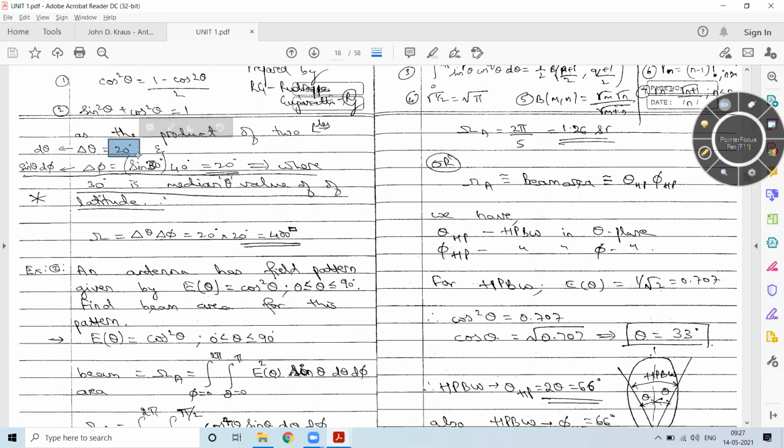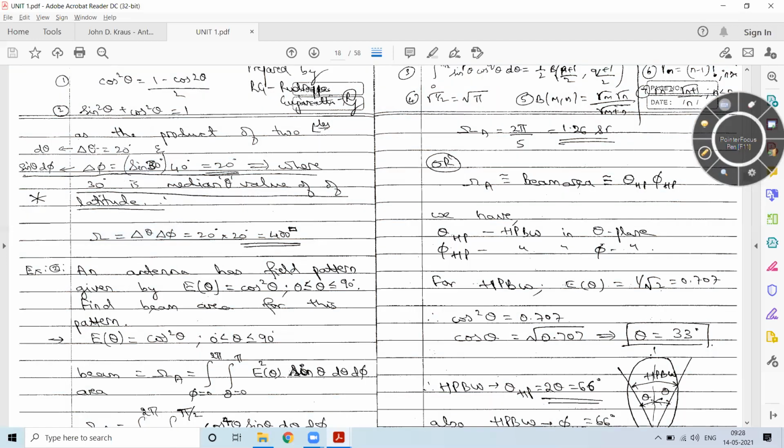When you multiply these, you will obtain the solid angle which is subtended by the small elemental area. So here we can see that this value is turned down to 20 degrees, and when I make the simplifications, I'll get a result of 20 degrees. So when I multiply these two, that is elemental angle of theta and elemental angle of phi, I'll get the solid angle which is subtended by that sphere.